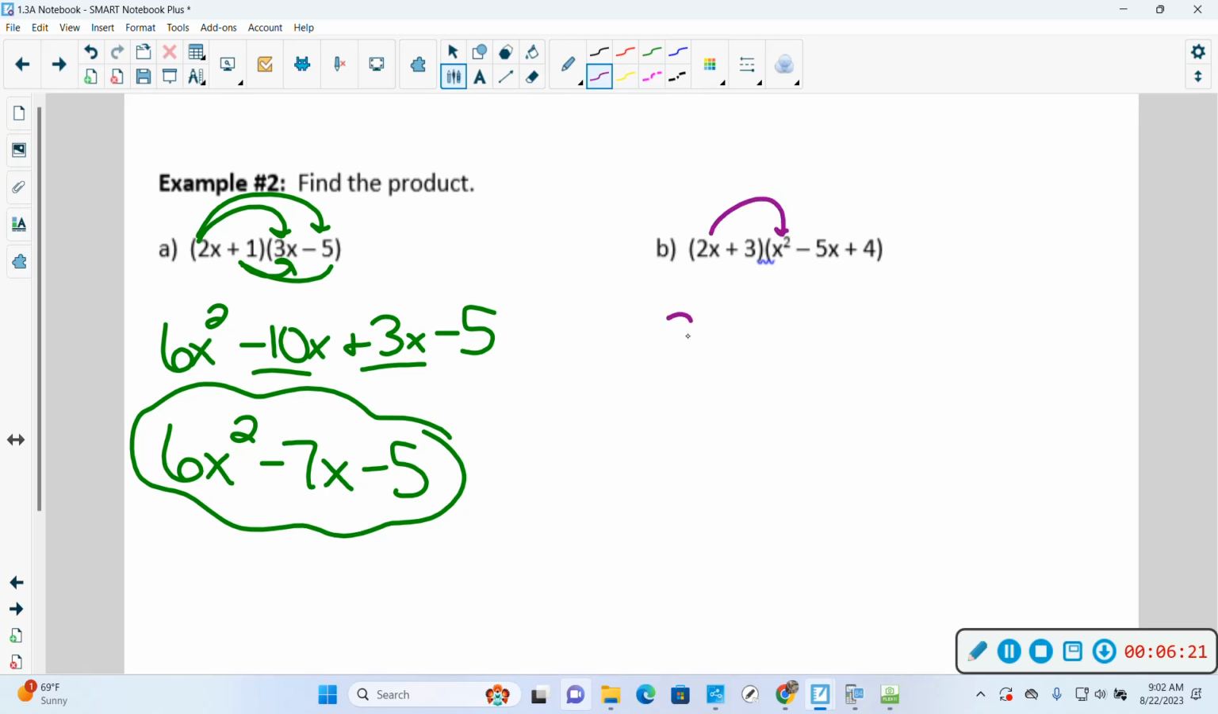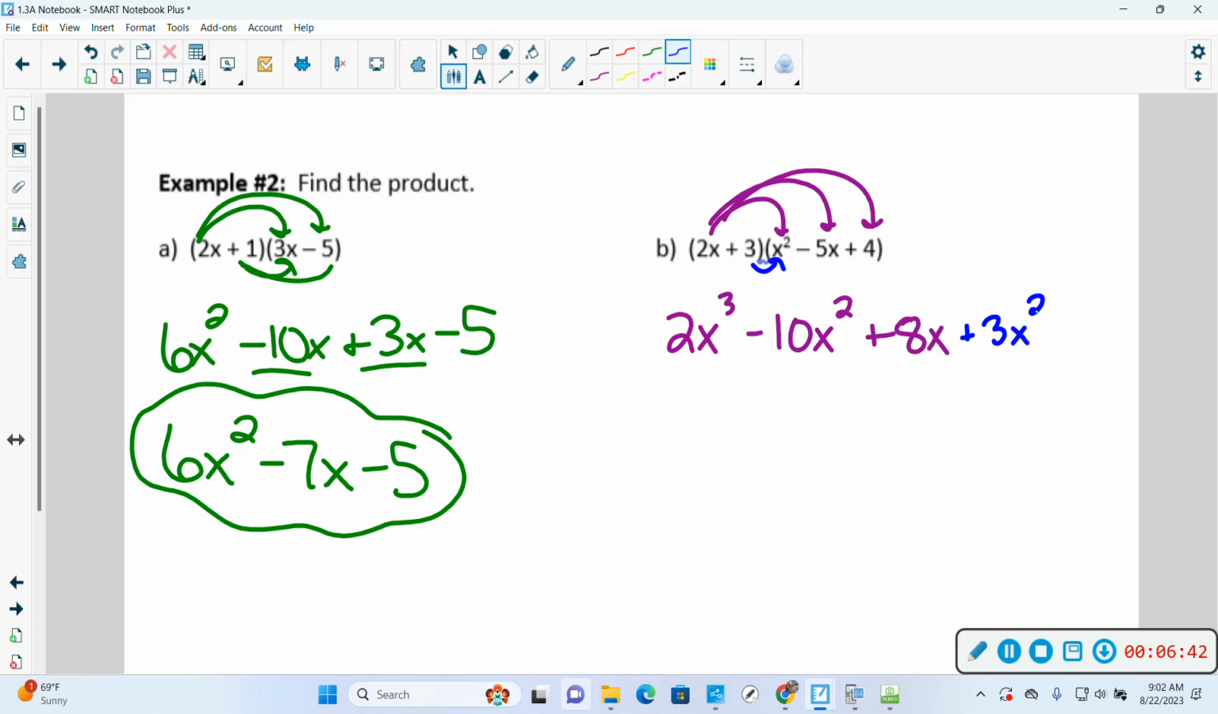2x and x squared. So 2x cubed. 2x and negative 5x. X and x goes to squared. 2x times 4. Okay, we're like half done. All right, I'm going to carry on here. Now I'm going to distribute 3 through. 3 and x squared. 3 and negative 5x. And 3 times 4. I'm running out of room. I'm going to sneak it down there at the bottom.